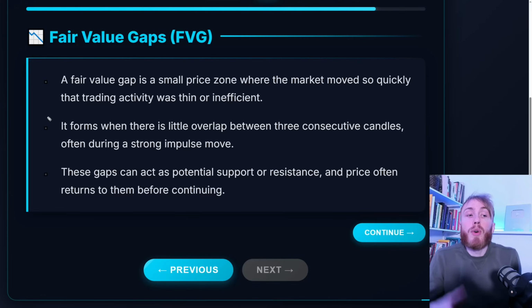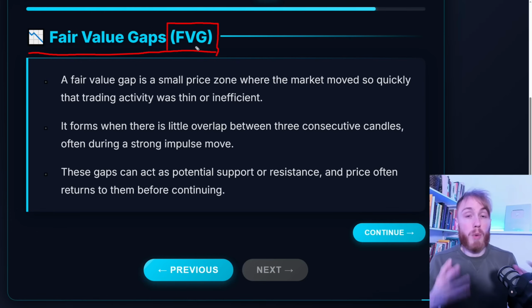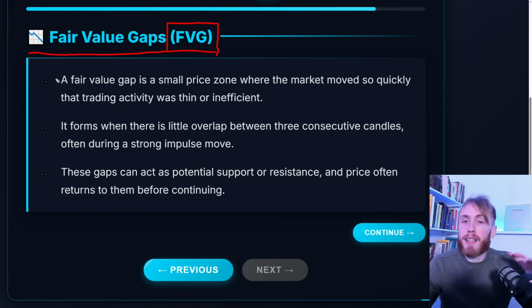All right, so now the time has finally come to take a look at the fair value gaps, or for short, FVGs. This right here is a very popular smart money concept, but in my opinion, I feel like many traders overcomplicate fair value gaps. So hopefully it will be super clear after this. But before we take a look at the fair value gaps visually, let's just talk about what they are.